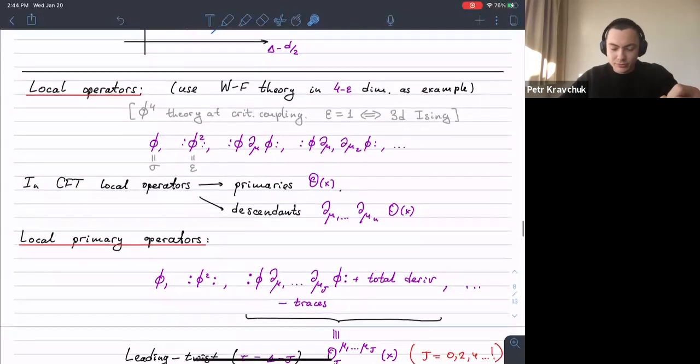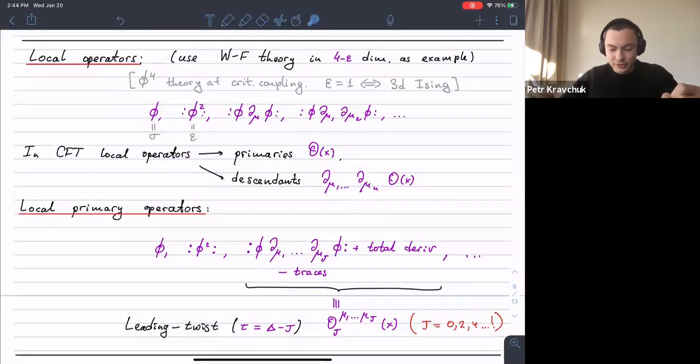So to just give you an example, let me first start with local operators in Wilson-Fisher theory, which is phi to the 4 theory at critical coupling in 4 minus epsilon dimensions. In particular, if you set epsilon to be 1, you get the 3-dimensional Ising model, as we discussed, and the operator phi, which is the fundamental field, corresponds to sigma, phi squared corresponds to epsilon. So in general, the local operators in this theory are normal ordered polynomials of the field phi together with some space-time derivatives.